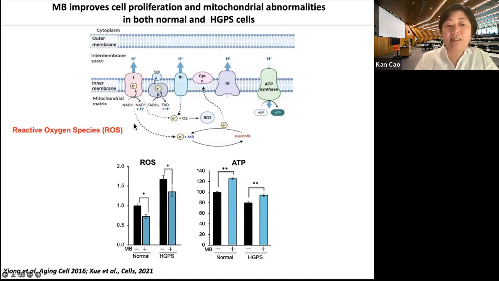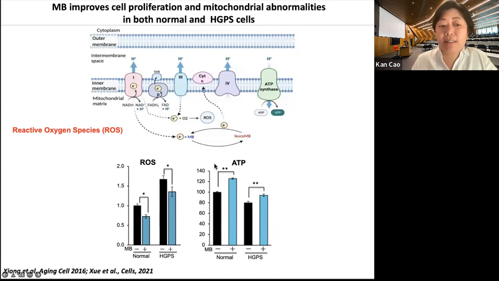So ROS is bad for our cells. It can oxidize our DNA, make mutations, oxidize our protein and make protein aggregates and destroy protein function. And it is also the problem that causes our skin to age.